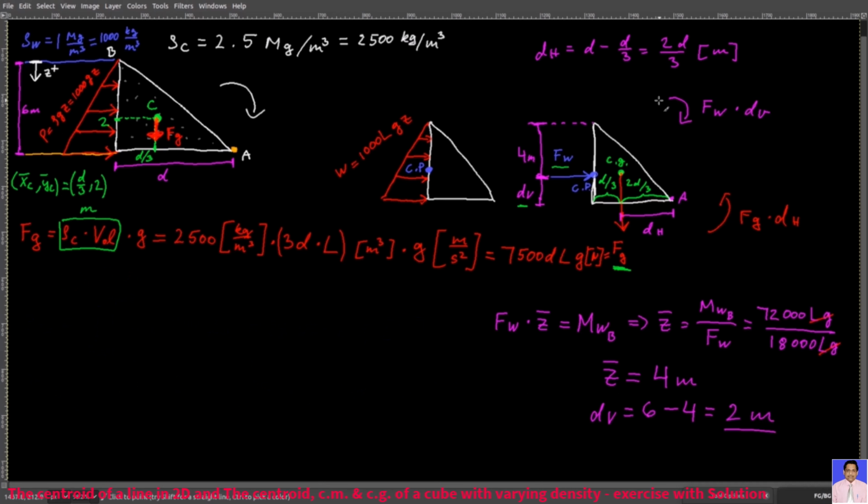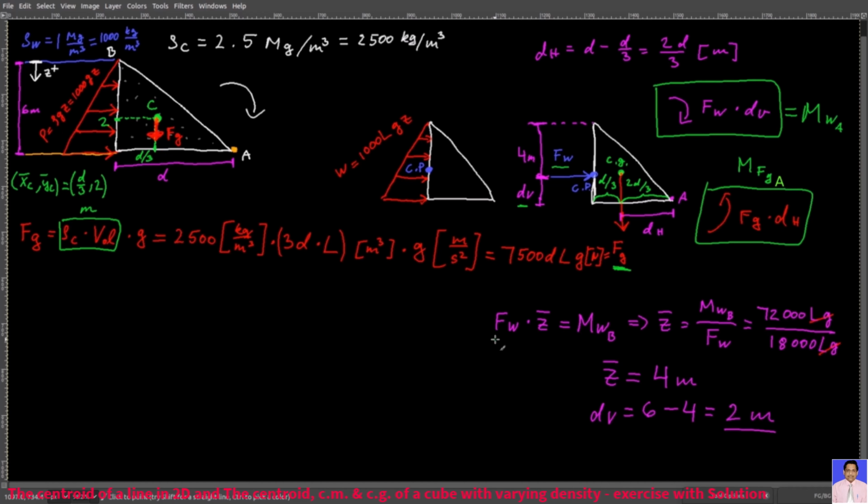And so now you have two moments. You have this one here that we can call MWA, about point A, and this one that we can call MFG, about point A. You know that your Fw is this one here, and dV is 2 meters. So MWA equals Fw times dV, or 18,000 times L times G times 2 Newton meters. That would tip the dam over about point A.